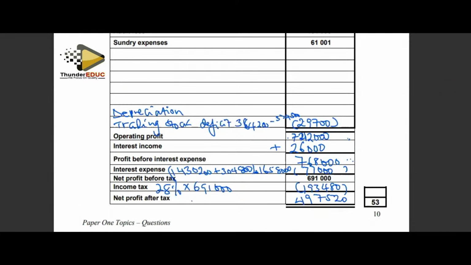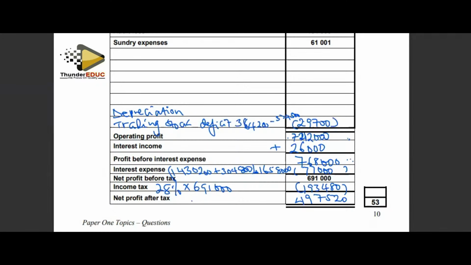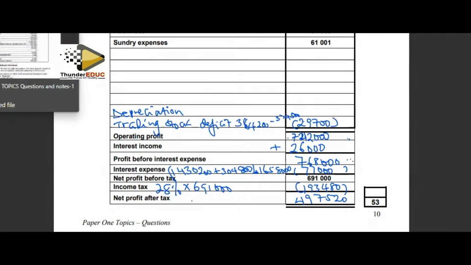Let's do depreciation now. Remember, we have three types of assets. We have the vehicles, we have the equipment, then we have the land and building. But remember, land and building is not depreciated. Okay, it does not lose value. But we have to depreciate the equipment and the vehicles.